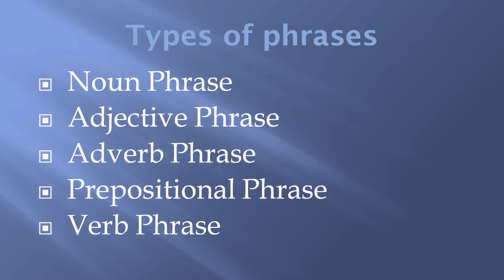First of all, noun phrase. The second one is adjective phrase. The third one is adverb phrase. The fourth is prepositional phrase. And the fifth is verb phrase.